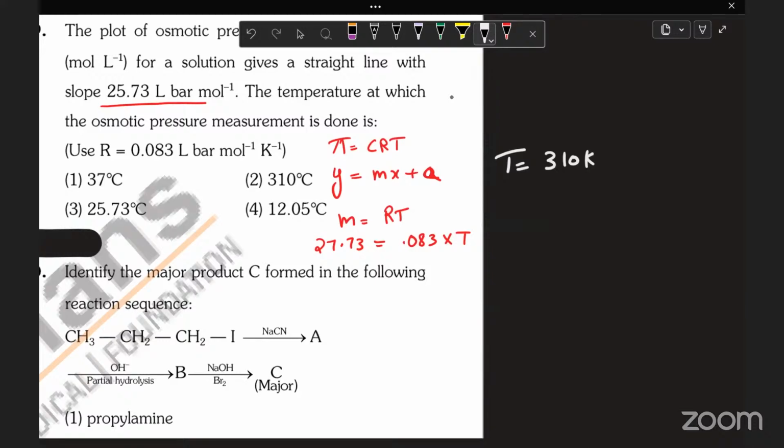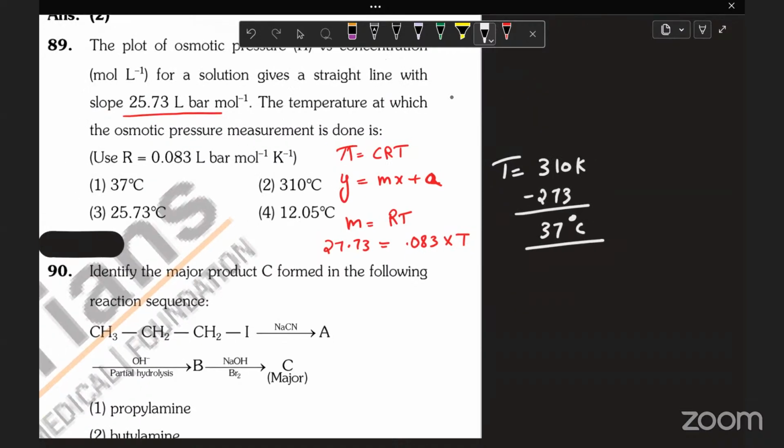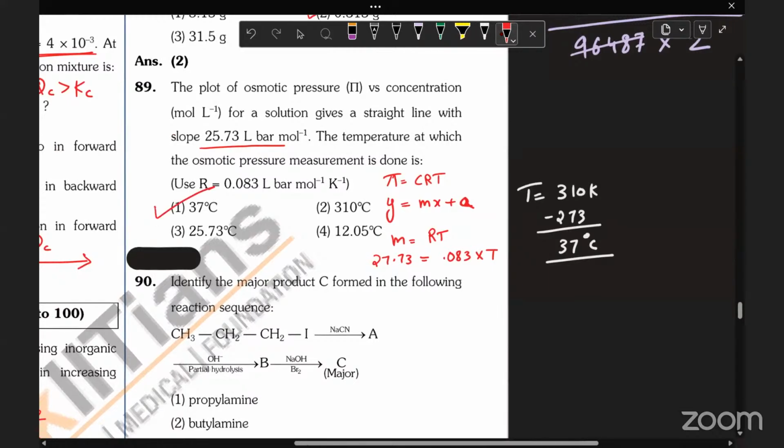But if you look at the options, all the options are in degrees Celsius. So you need to convert that into degrees Celsius. Minus 273, that'll be 23 plus 10, 27 plus 10, 37 degrees Celsius. All right. So that means option number 1 is the correct answer. Let's check it out.